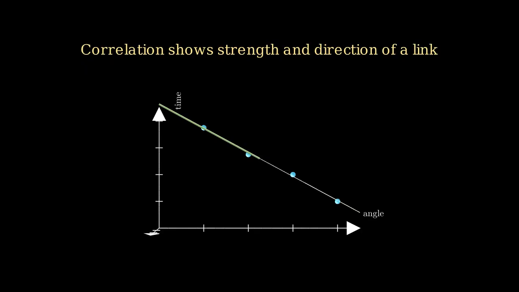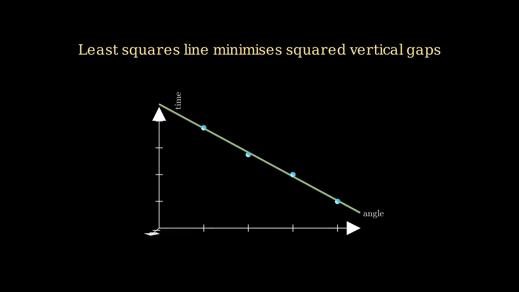The product moment correlation coefficient measures the strength and direction of a linear relationship between two variables. The least squares regression line is the line that minimizes the sum of the squared vertical distances from every data point to the line. Here is a worked example.